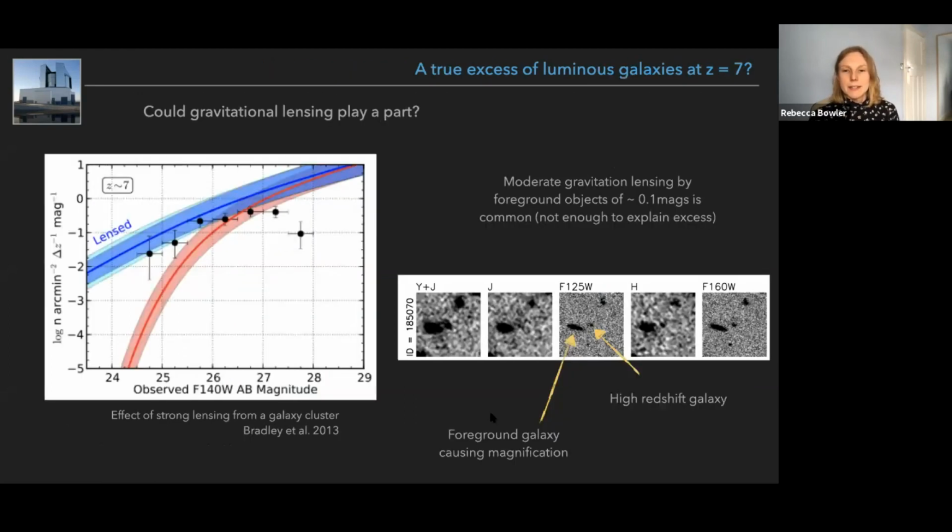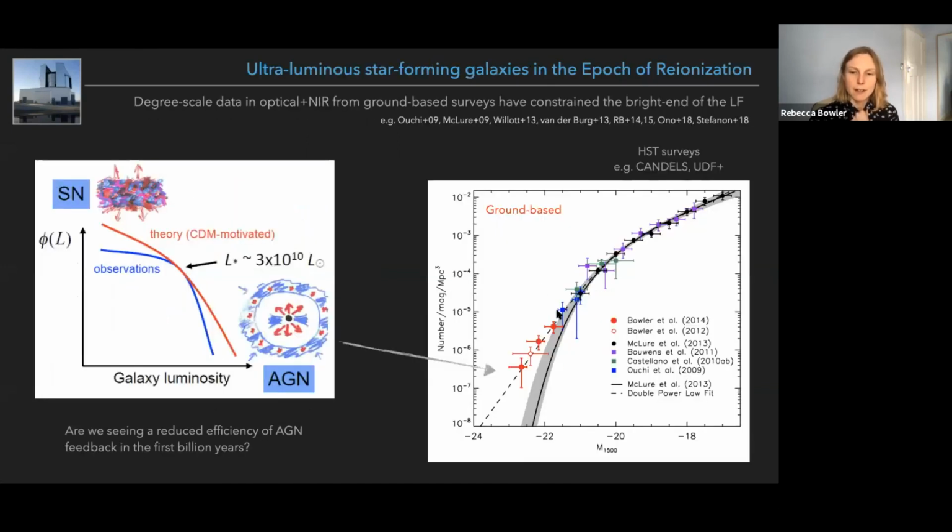So we got very excited, but as with all science, there are a lot of things you need to check before you start being very confident in your astrophysics. So there are a few things we checked to really work out if this was a true excess in luminous galaxies or not. One thing to think about is, sorry to keep switching, could this excess here be due to gravitational lensing?